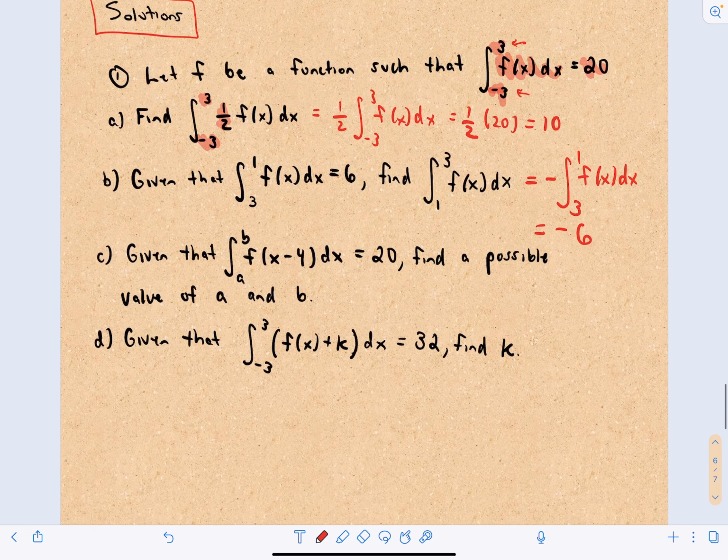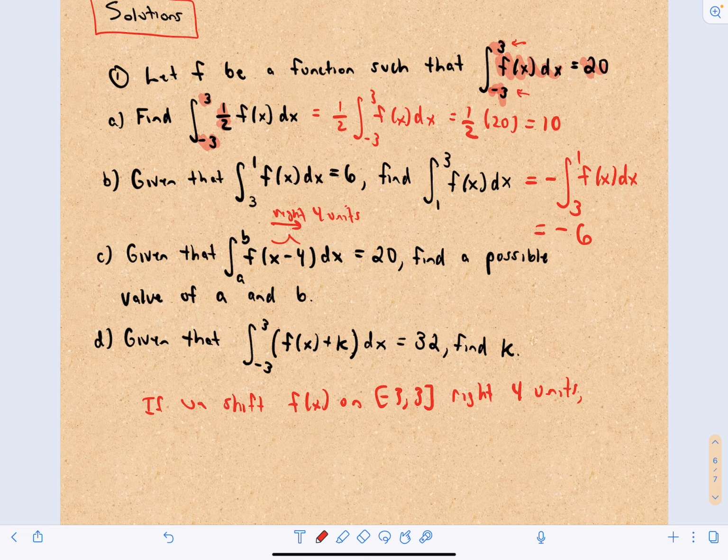So f of x minus 4, that's going to shift our graph to the right 4 units. So if we shift f of x on -3 to 3, I almost said left. If we shift that right 4 units, we'll still have the same area. So if I shift everything to the right 4 units, I'll go from -3, well, I'll add 4 to that, and then I'll go from 3, well, I'm going to add 4 to that. My new interval is going to be from 1 to 7.